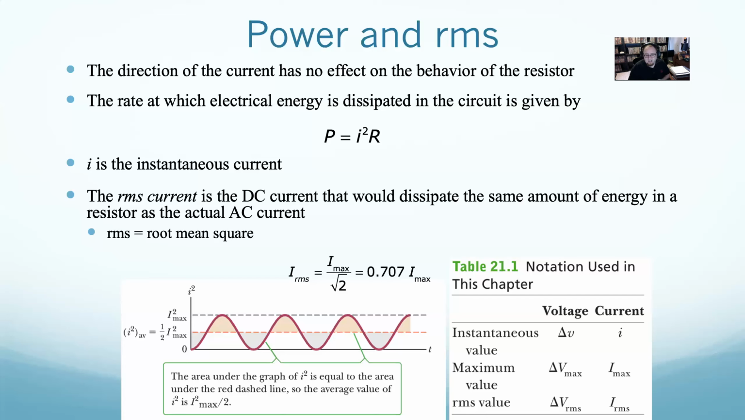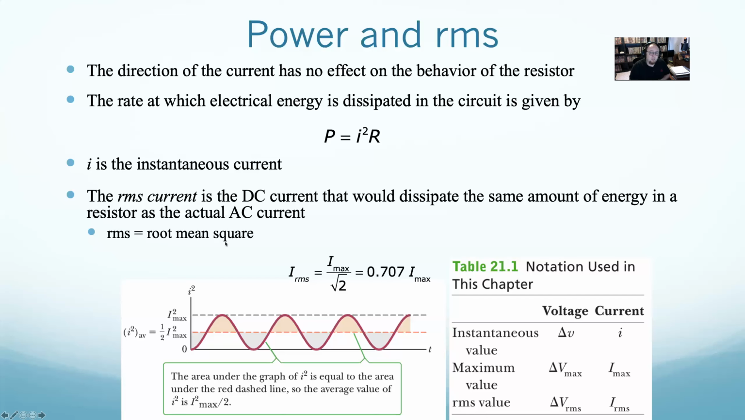Now, it's really easy to calculate RMS current. The RMS current is the max current divided by the square root of 2, which means it's always going to be 0.707 times the max current. And that's kind of the whole setup. You can kind of see why. If I look at I squared and follow the sine wave, the average is going to be right through the middle, which just means half of I squared. So when I square root, I get square root of 2.